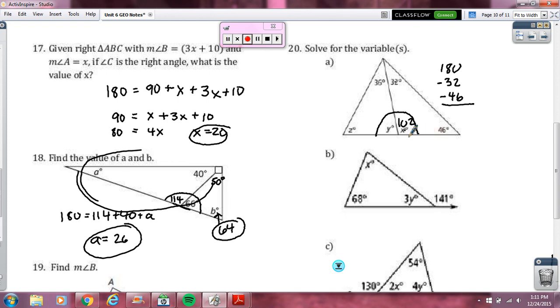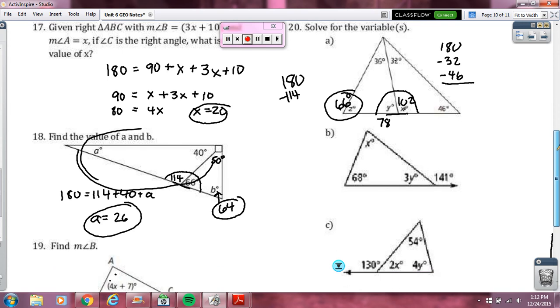X and y together make a straight line. So if I do 180 minus 102, I would get that y is 78. And then finally, 78 and 36 together is 114. And then if I do 180 minus those two together, then I'll figure out what's left, and that would be 66 degrees.